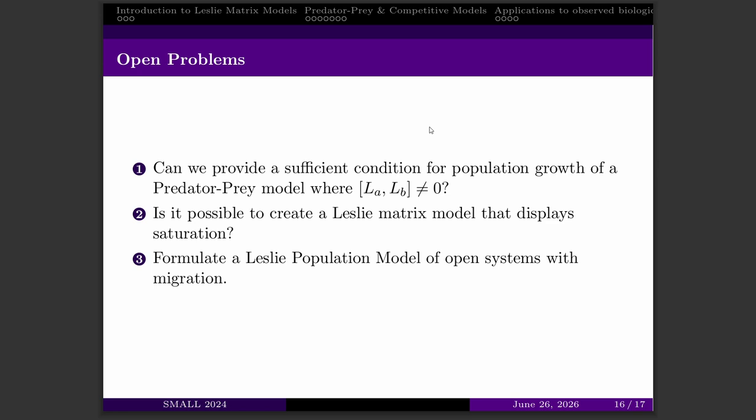Okay, here are some open problems. The first problem is, can we provide a sufficient condition for the population growth of the predator-prey model where LA and LB do not commute, which was the case that cannot be addressed using regular eigenvalue methods or quadratic equation methods that we used in the first section. Now, the second open question is, is it possible to create a Leslie matrix model that displays saturation or logistic growth? If this can be done, we can obtain a better fit for the example of Paramecium aurelia and Paramecium caudatum.